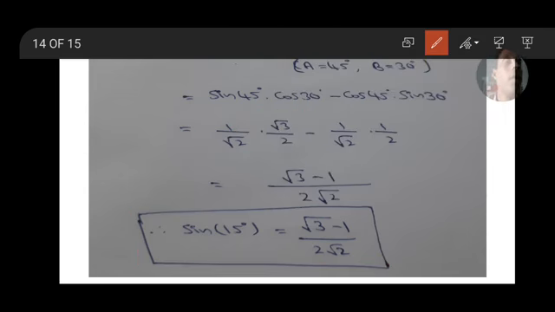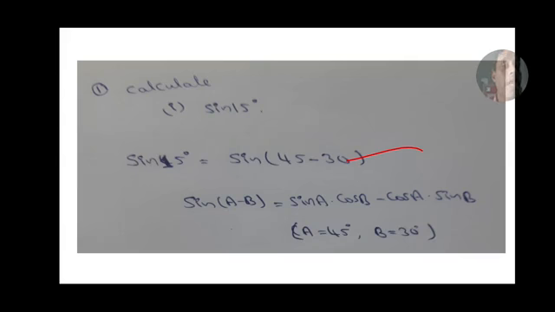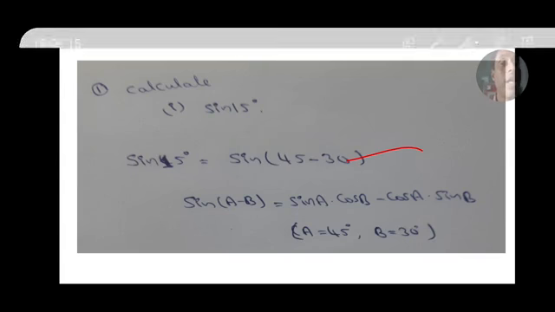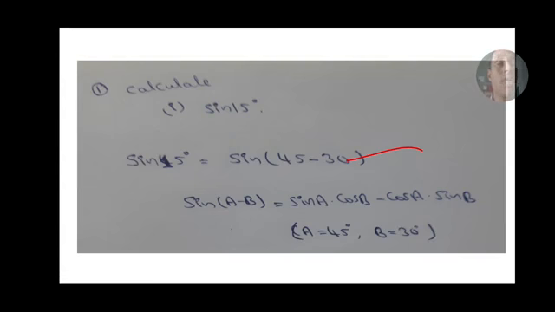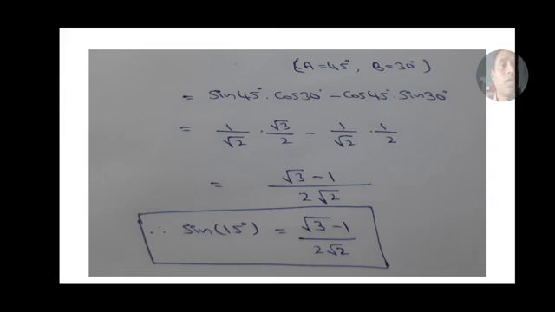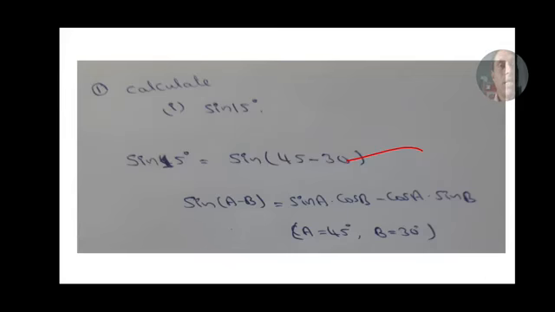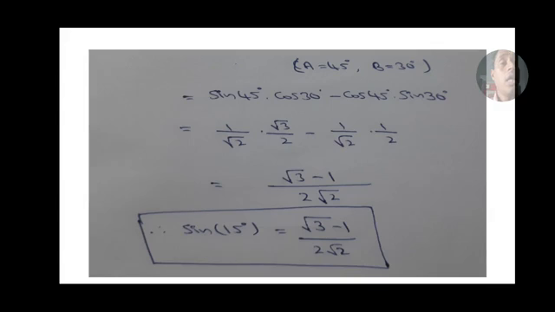Remember this value. It came from the sin of a minus b formula. 15 can be written as 45 minus 30, which means it is the sin of a minus b formula. It can also be written as 60 minus 45, that is also 15 degrees. In the next class we will discuss other values: cos 15, tan 15, cot 15, like that, and remaining problems based on compound angles.